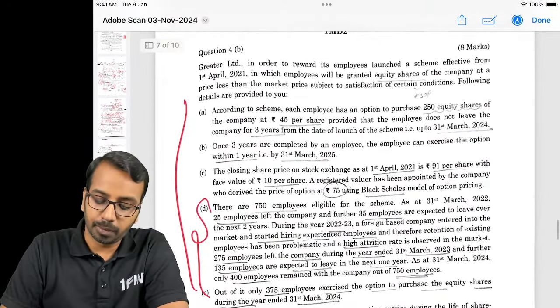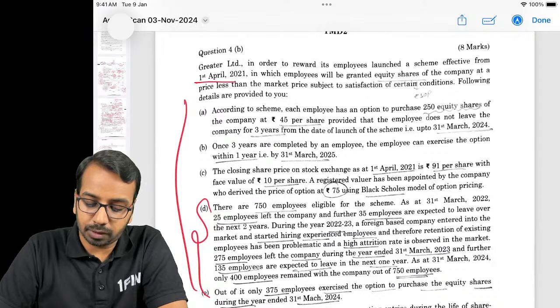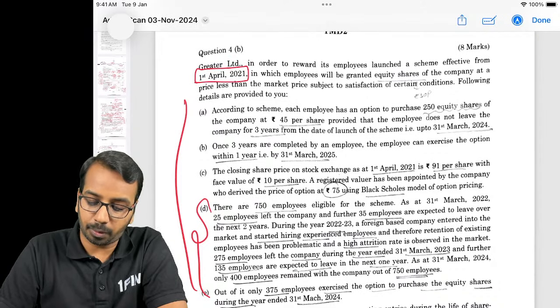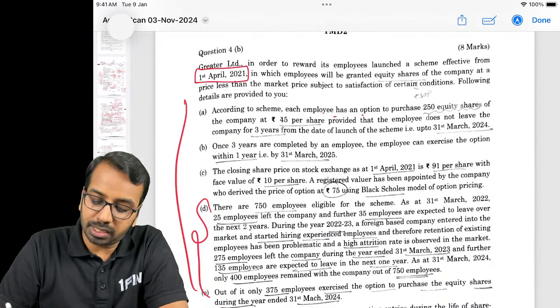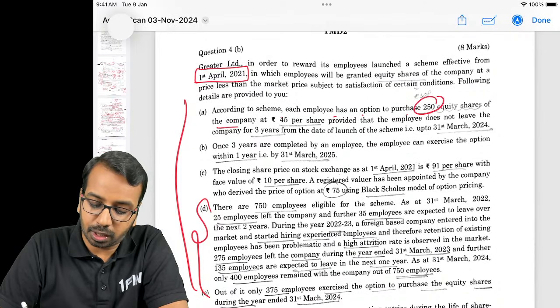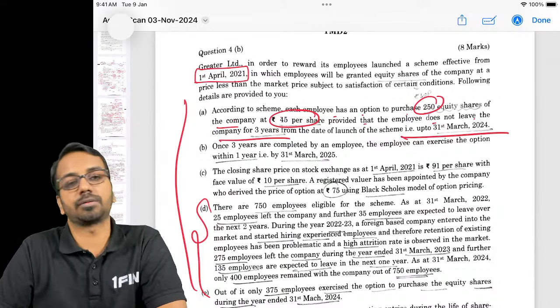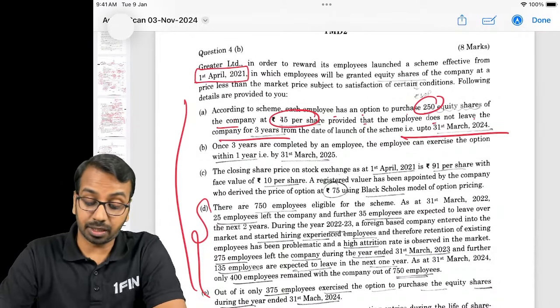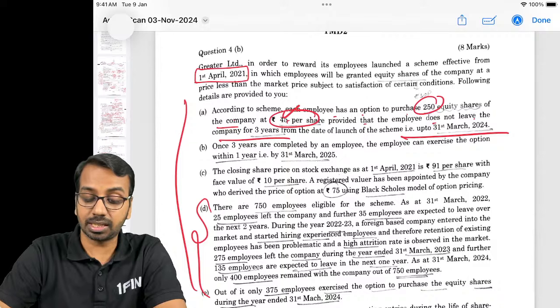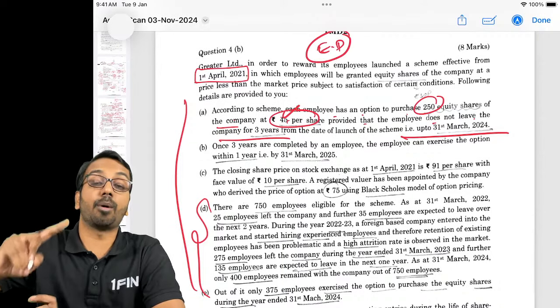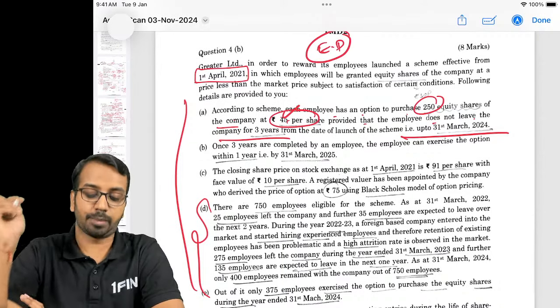Right? This one, a lot of students got confused in which value to be taken. Okay, so here there is a company which has offered a scheme from 1st of April 2021. Okay, according to the scheme, each employee has an option to purchase 250 equity shares of the company at 45 per share, provided the employee does not leave for 3 years, that is till 31st March 2024. A lot of students incorrectly have taken 45 as the fair value of the option. This is the exercise price. This is the amount the employee has to pay to subscribe to the shares.